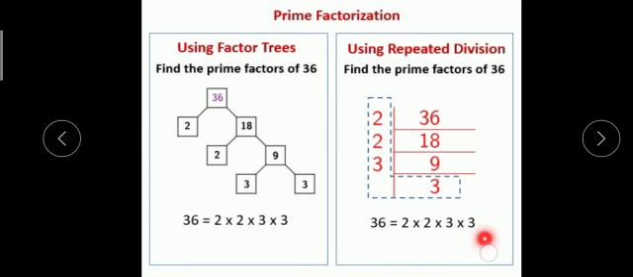If you see, in both the cases the factors of the same number are the same.